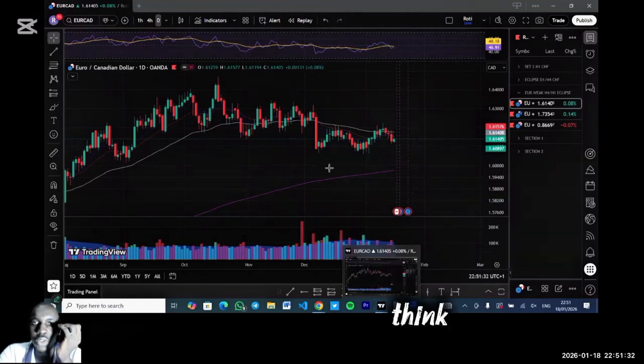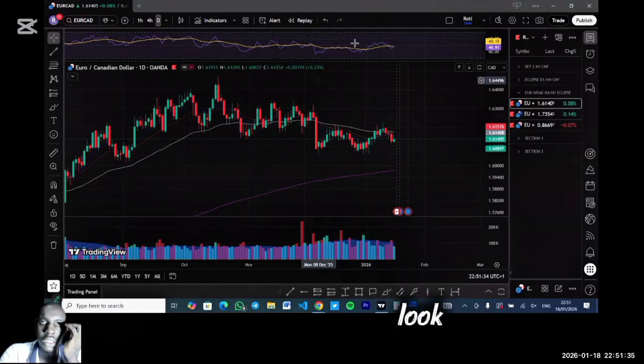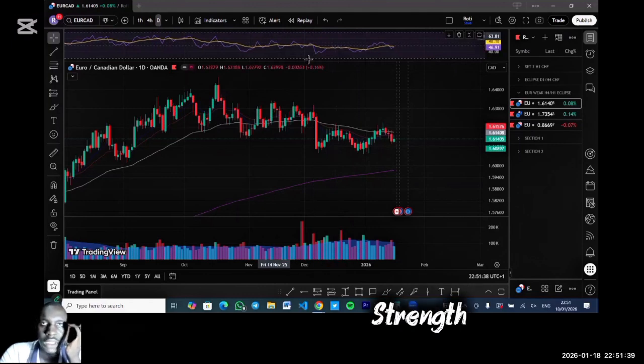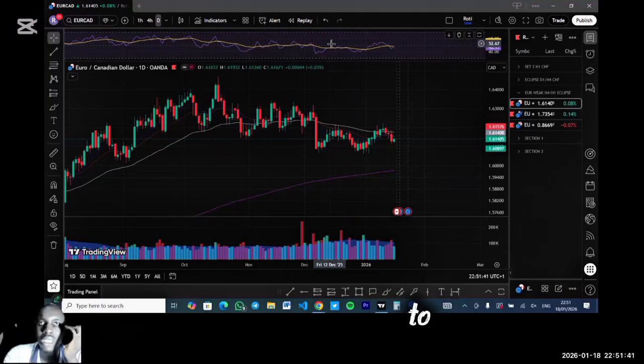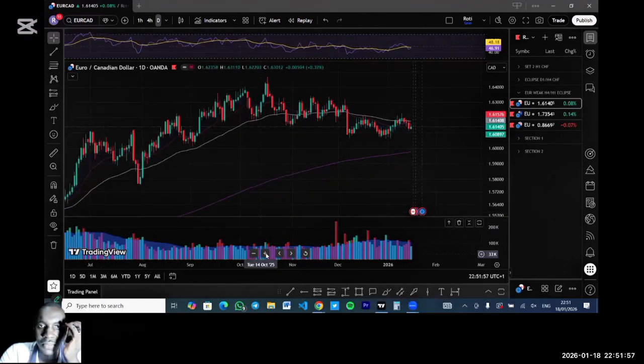Just in case you're looking at my charts, you'll notice this indicator, this is the RSI, Relative Strength Index. I just like to have these indicators there to give me an idea of certain things that might not be obvious to the uninitiated. So I like these indicators.